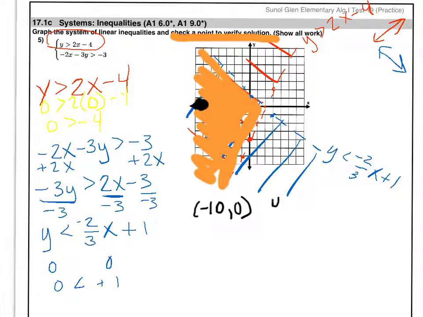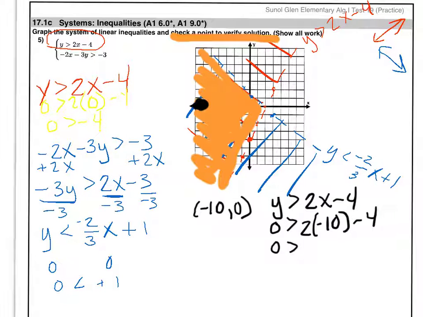And so I have y is greater than 2x minus 4, and I'm going to plug in this point. 0 is greater than 2 times negative 10 minus 4. 0 is greater than negative 20 minus 4. 0 is greater than negative 24. Is that true? Yes. So check. It worked on that line.